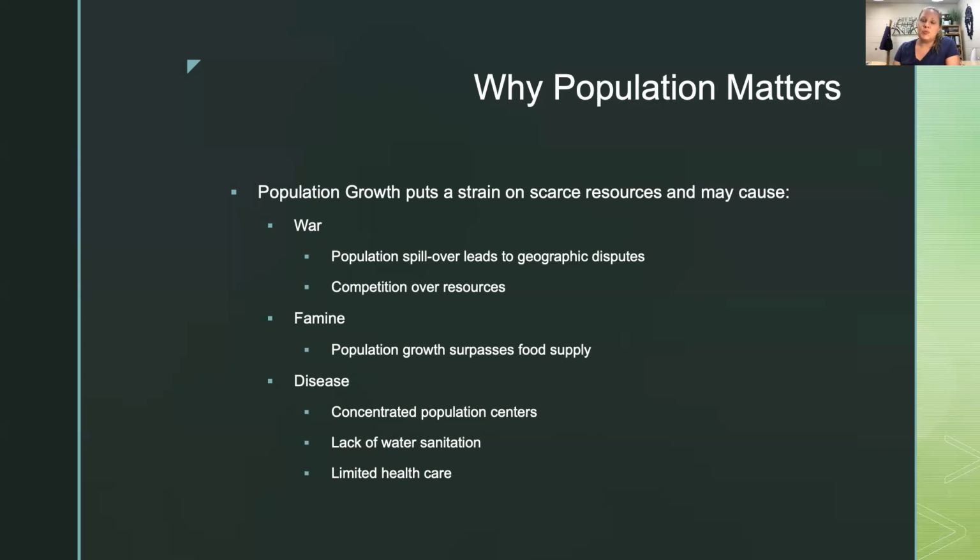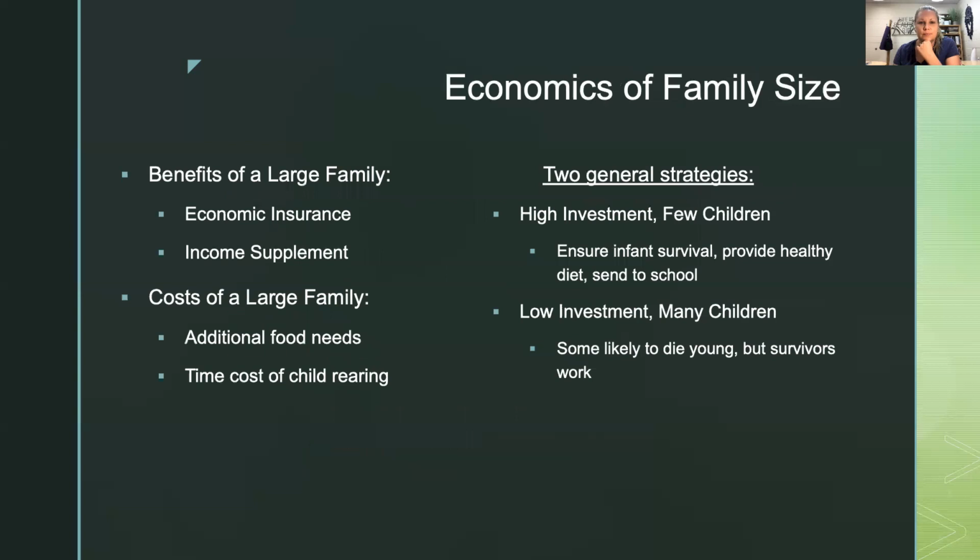Moreover, we're going to see large portions of the population in increasing levels of famine because population growth is beginning to surpass global food supply. And as those population centers become more dense in terms of people per square mile, then we're going to see a lack of water sanitation and limited access to healthcare, which could cause greater spread of disease.